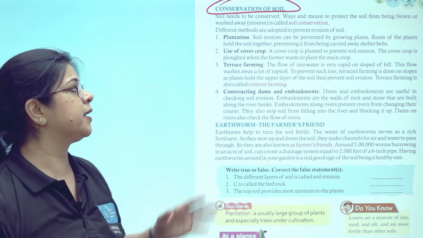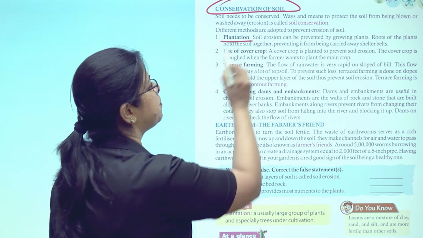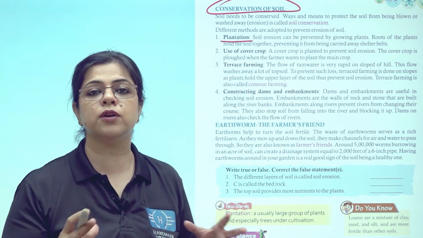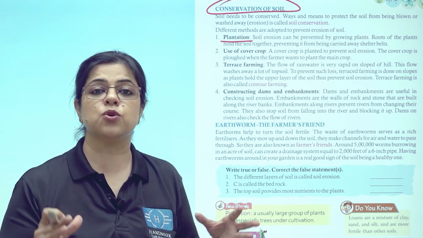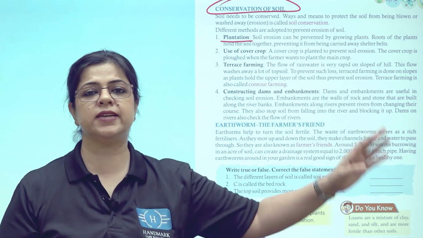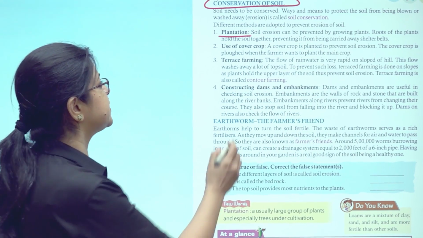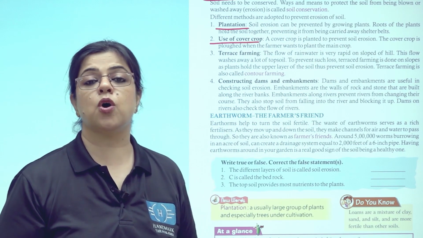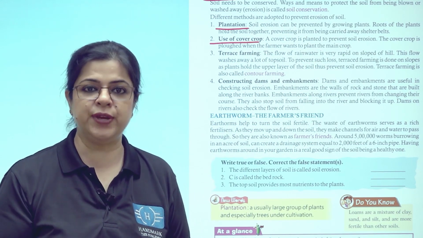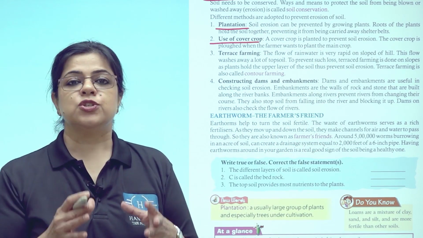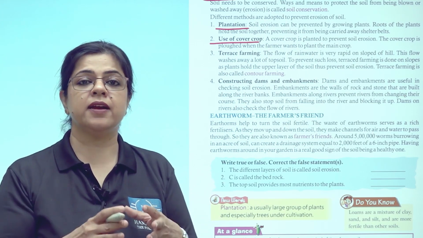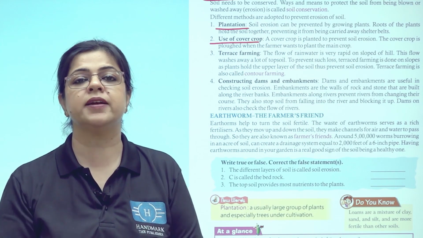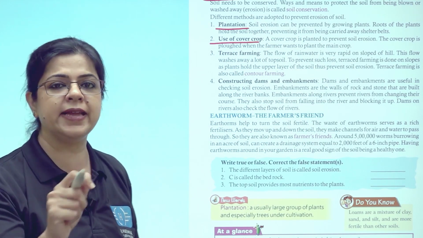So the first step in conservation of soil is plantation. We must plant a lot of trees, a lot of flowers in our garden. We must also make sure that there are a lot of shady trees along the roadside. The second thing is use of cover crop. A cover crop is planted in the field in between two crops, so that during the time there are no crops growing in the field, there is still some plant there to hold the soil in its place.